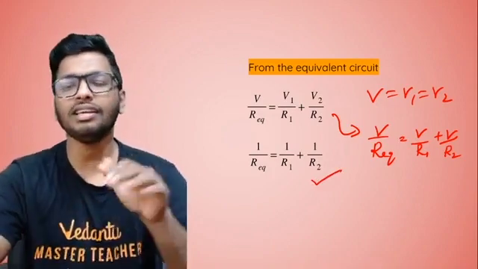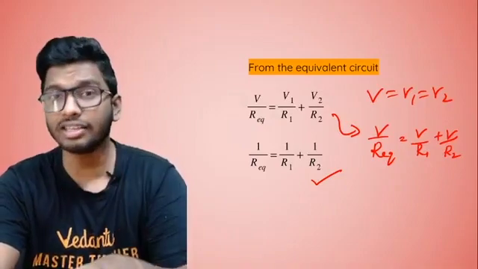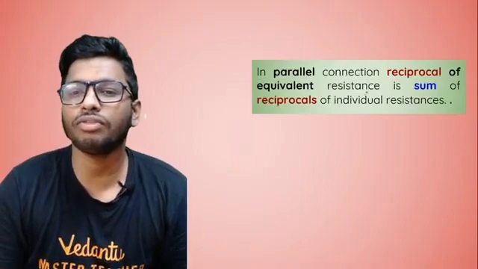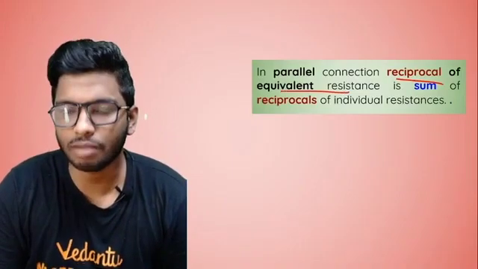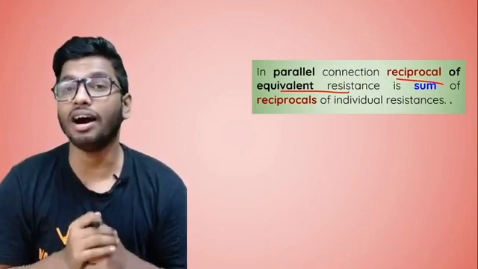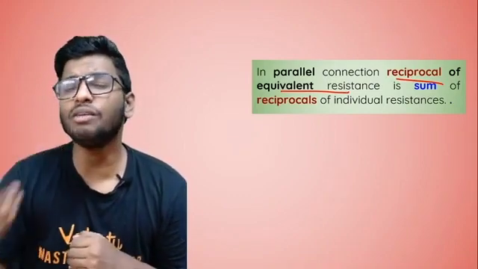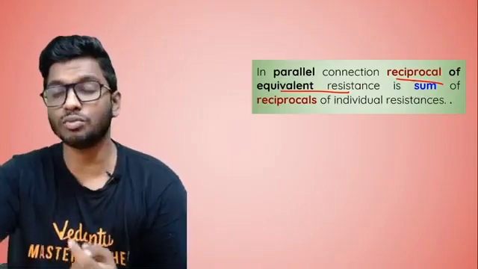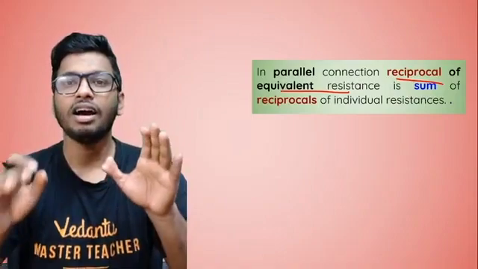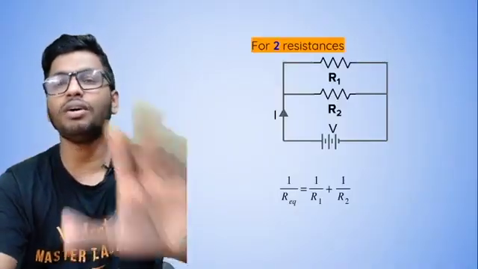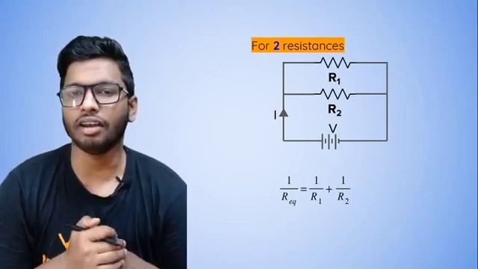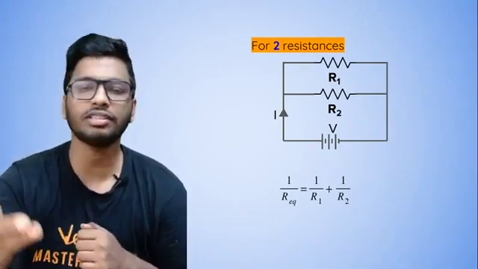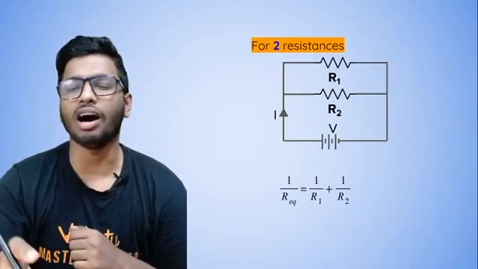Now, the thing is this, guys. In a parallel circuit, the reciprocal of the equivalent resistance, that is 1 by RE that we just saw, is equal to the sum of the reciprocals of the individual resistances, that is 1 by R1 plus 1 by R2. In other words, if you have two resistors connected in parallel, 1 by R equivalent is equal to 1 by R1 plus 1 by R2.